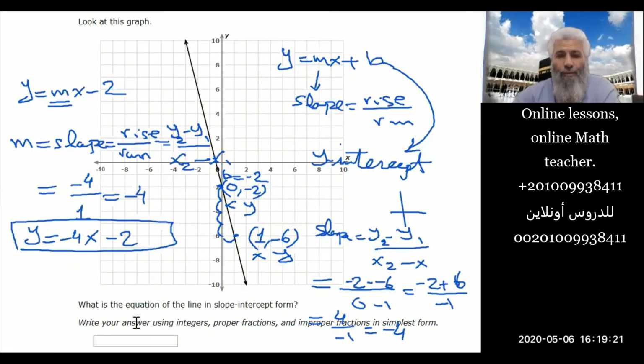Our equation is y equals -4x minus 2. This is our equation.